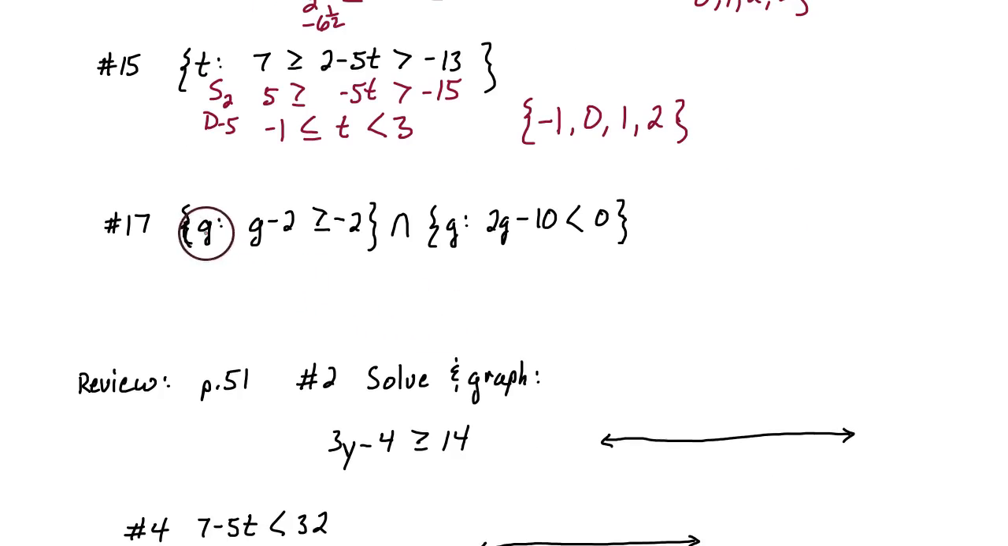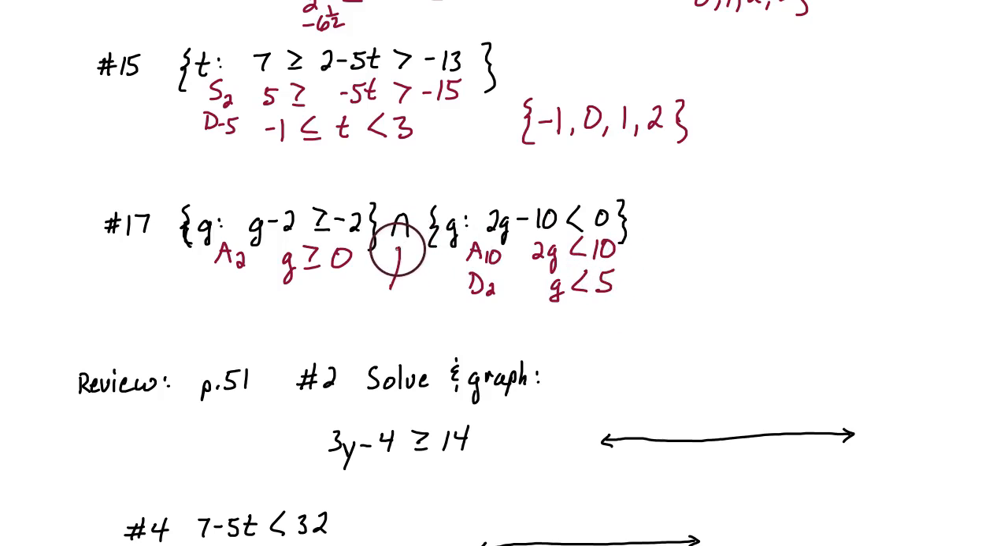For number 17, let's find all the numbers that work for g. First, solve this by adding 2. We get g is greater than or equal to 0. Now go over here and solve this statement by adding 10 to get 2g is less than 10, and then dividing by 2 to get g is less than 5.